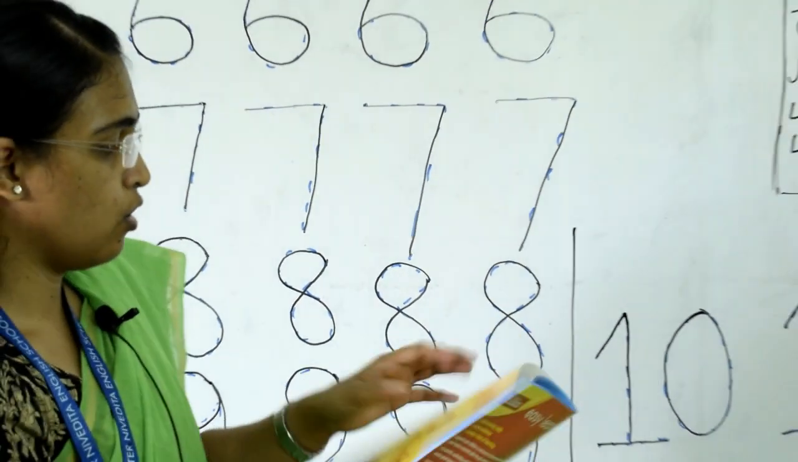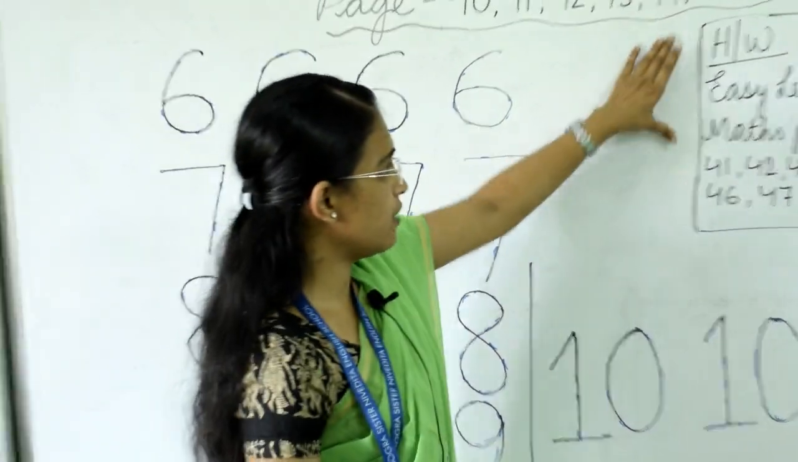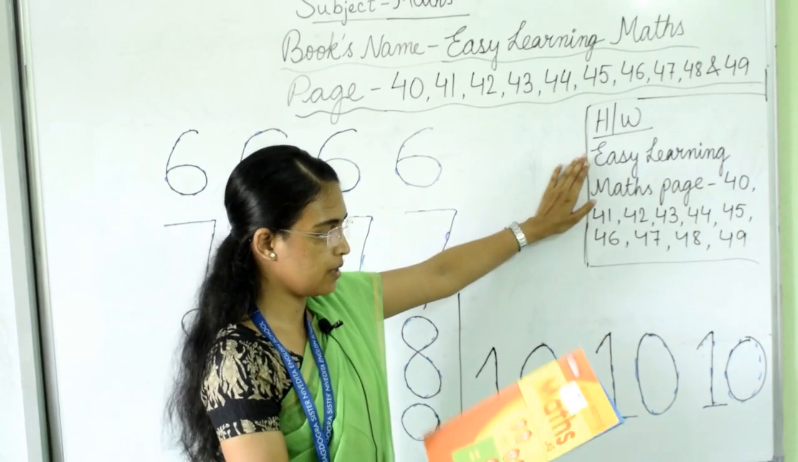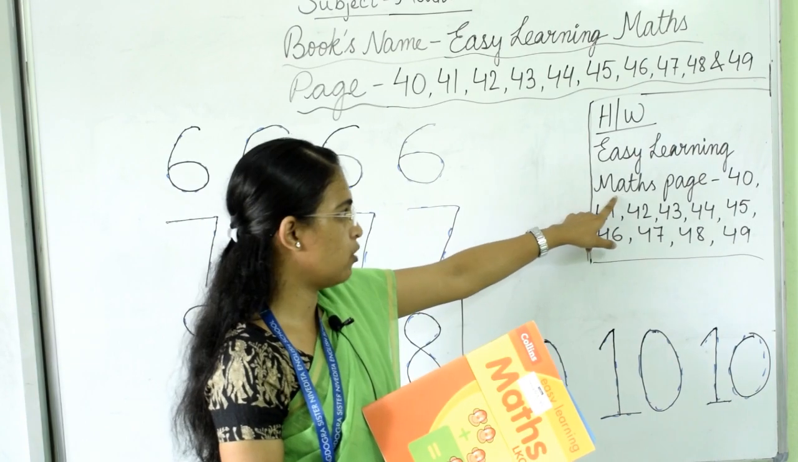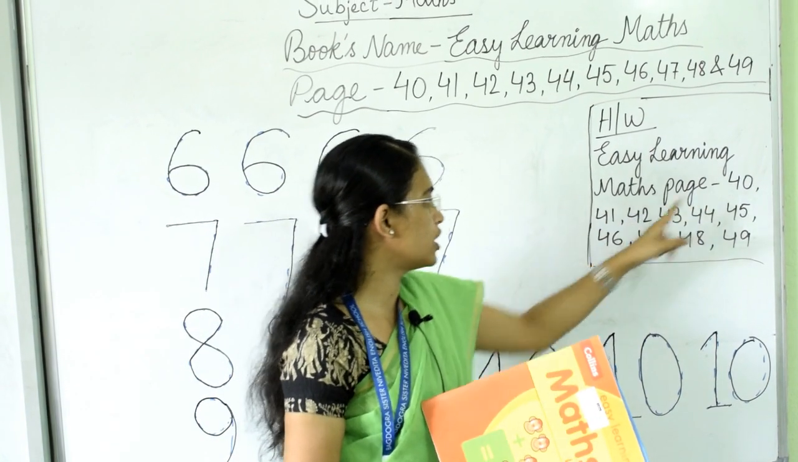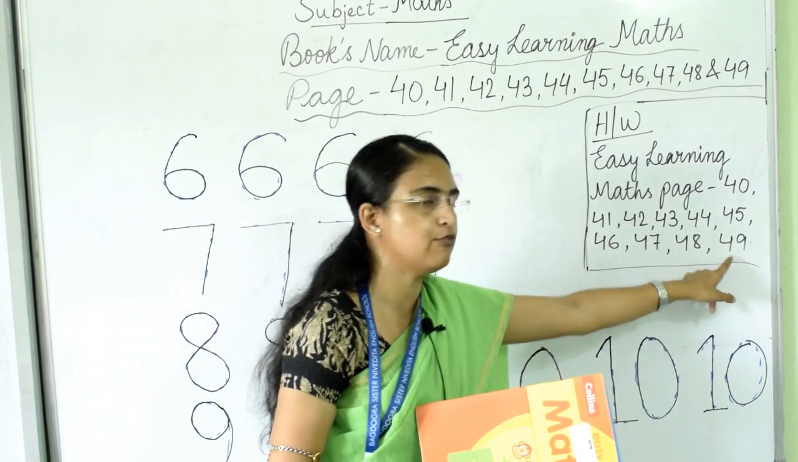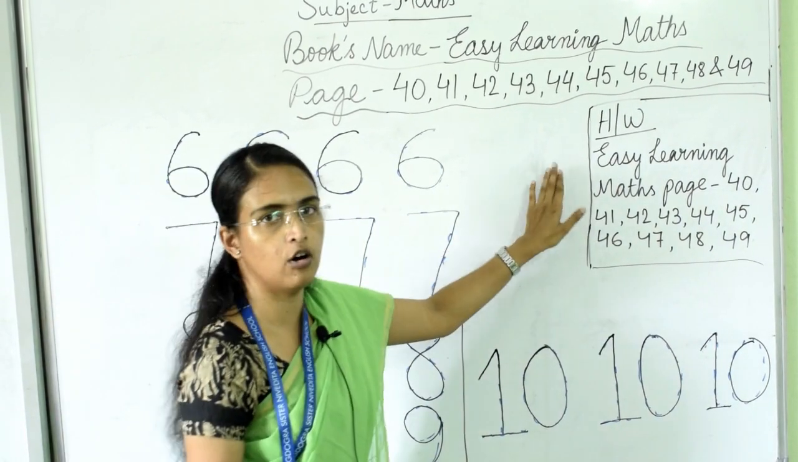This is the homework. Pause the video and write the homework. This is your Easy Learning Maths book, this book. Okay, so what will be the homework? Your homework is page number 40, 41, 42, 43, 44, 45, 46, 47, 48 and 49. Do this in your home. Okay.